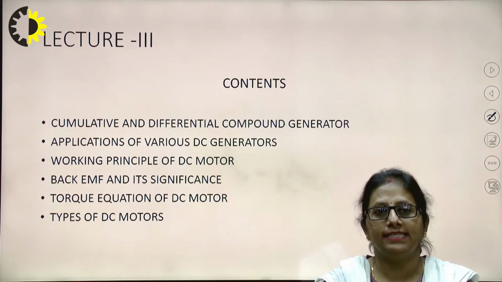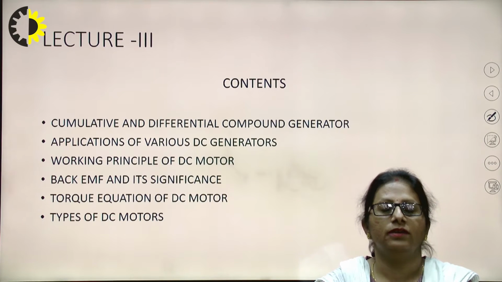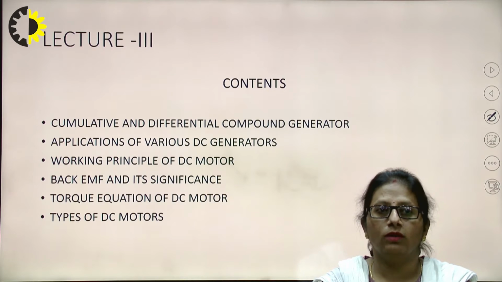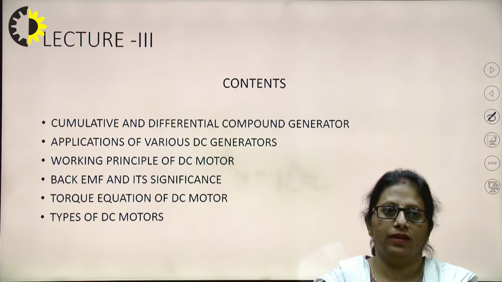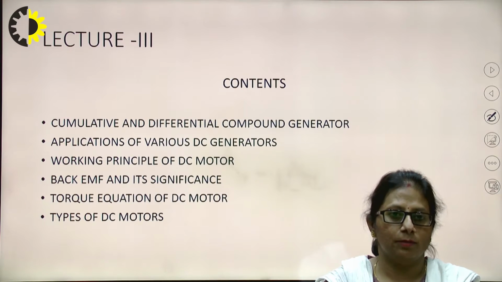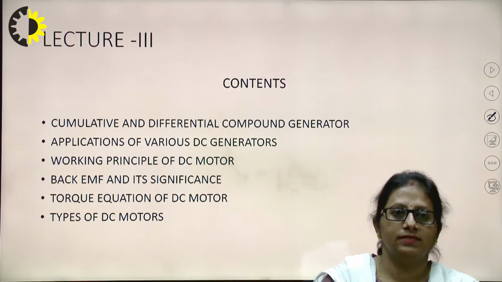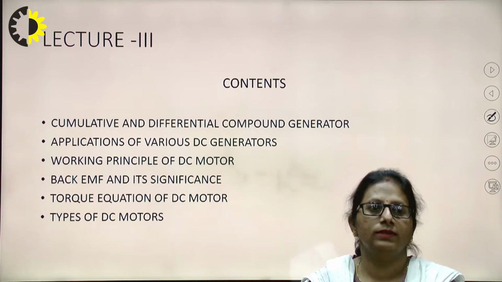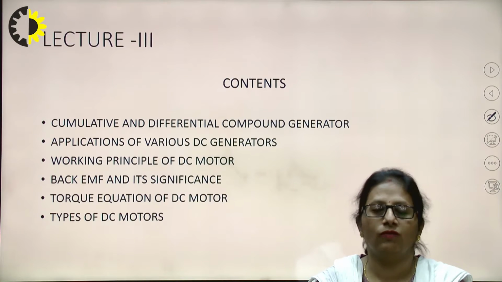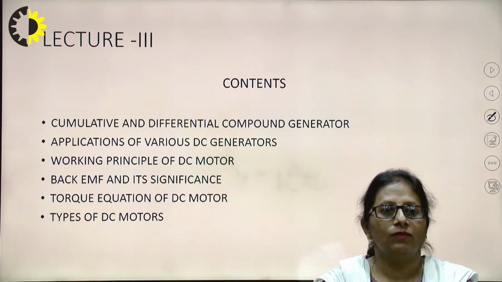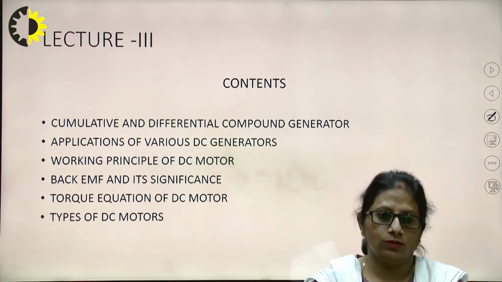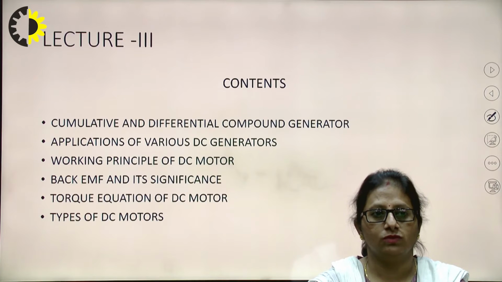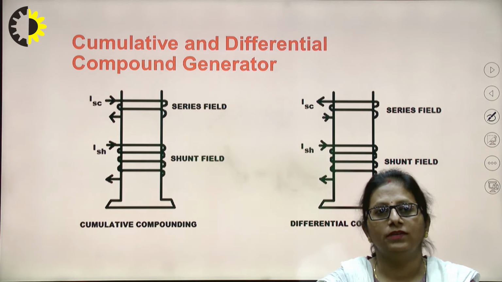This is the third lecture of mine. Earlier we discussed DC generators, their construction, their classifications, and how they work. The last classification remaining is the compound generator, cumulative and differential. We are going to discuss this first. Then the applications of the various DC generators we discussed earlier. Then we'll start with the DC motor: its working principle, what back EMF is and its significance, the torque equation for a DC motor, and the types of DC motors.